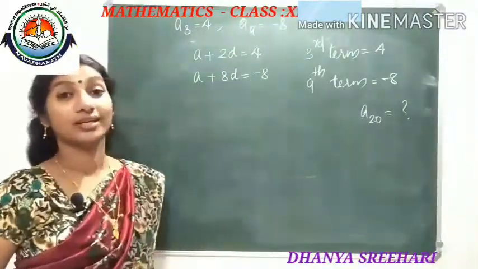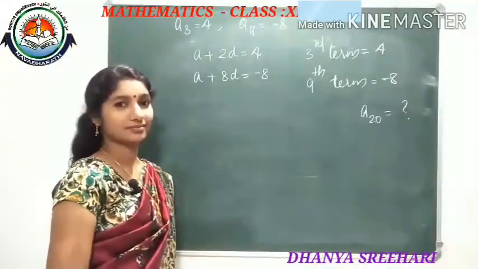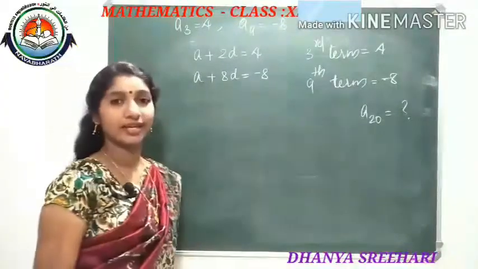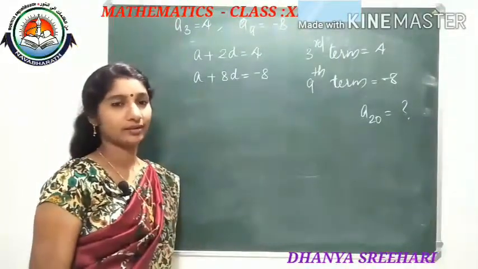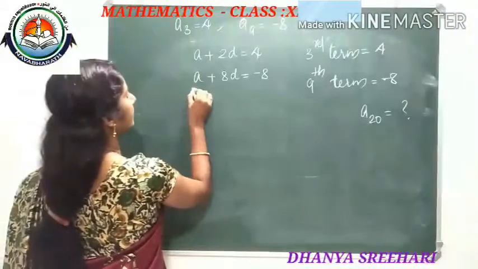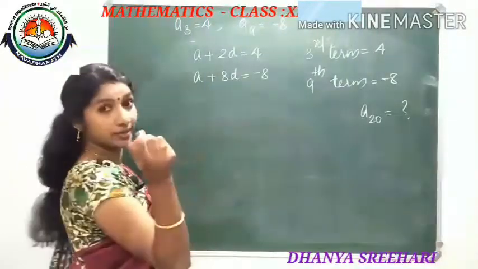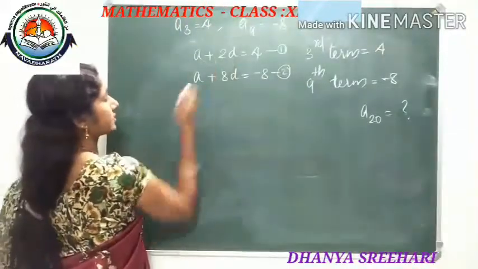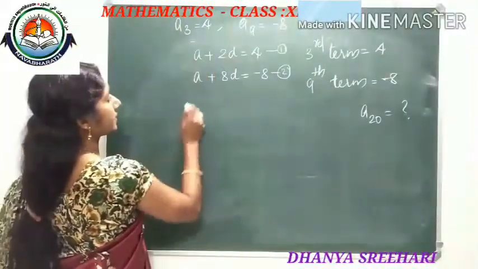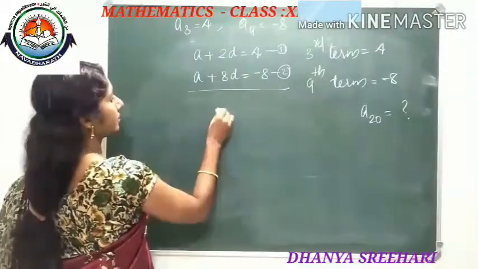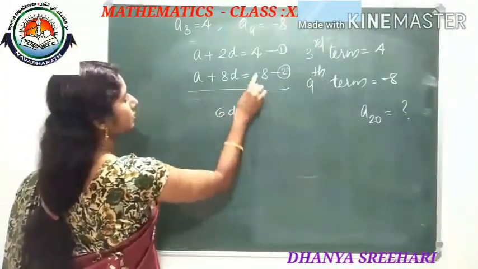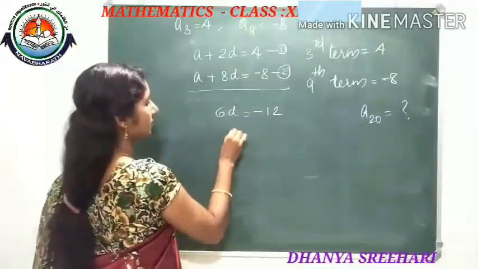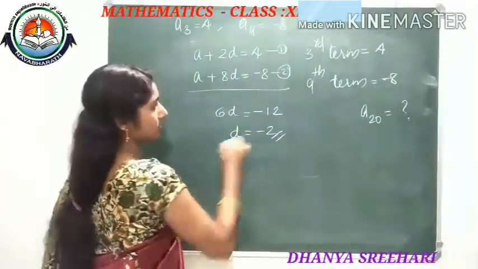We got two linear equations. We need to solve for A and D to get the value of A20. For that we can use the elimination method. First equation and second equation, I am subtracting 2 minus 1. So A minus A becomes 0. 8D minus 2D is 6D, is equal to minus 8 minus 4, which is minus 12. So we are getting D is equal to minus 2.